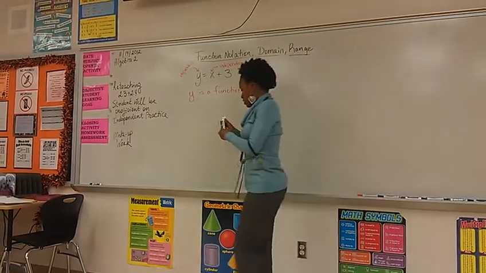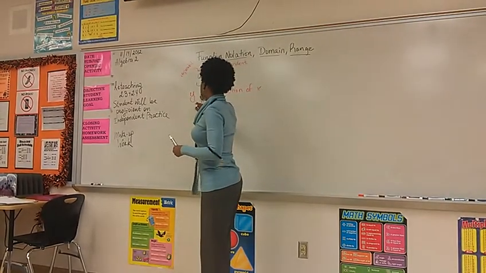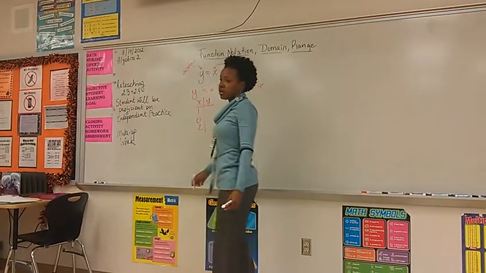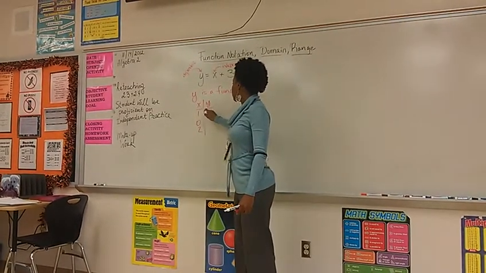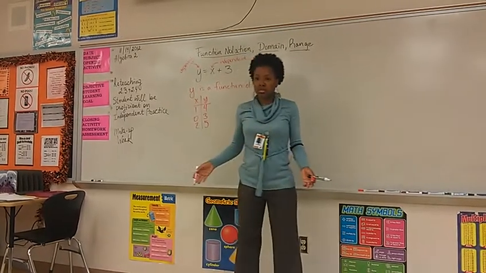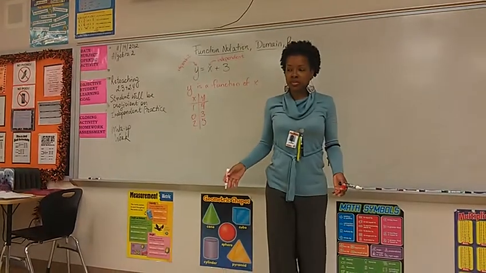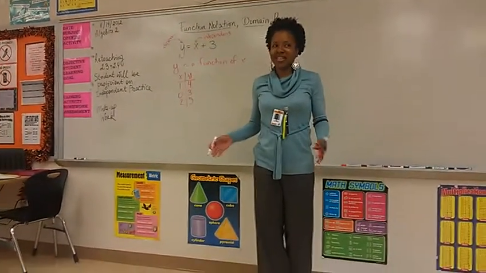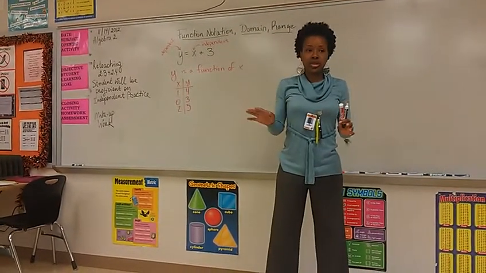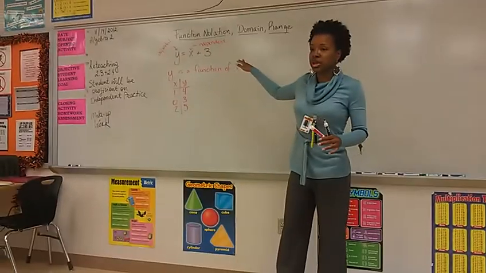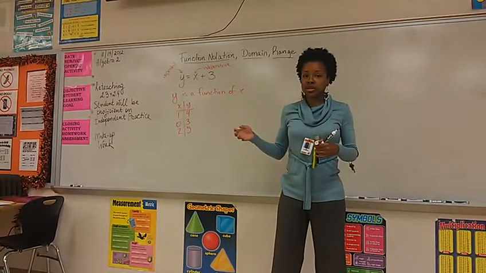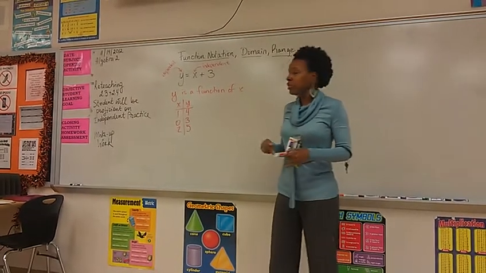What does that mean? That means if we draw a table with x and y, we're going to pick any three numbers for x, right? And then we plug it in to see what y would be. Make sense so far? You pick any three numbers you want for x, because x is independent. You plug it into the equation, and you find out what y is, because y is dependent on x. Y is a function of x. Make sense so far? Okay.